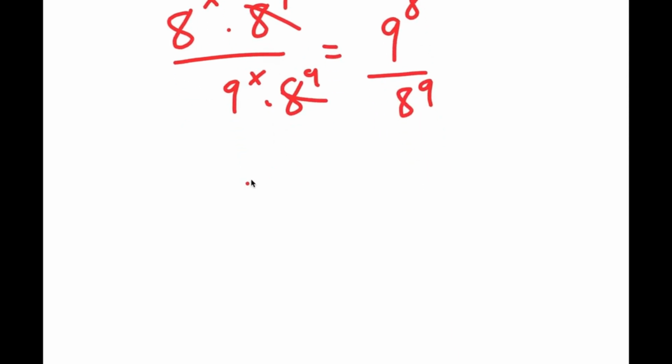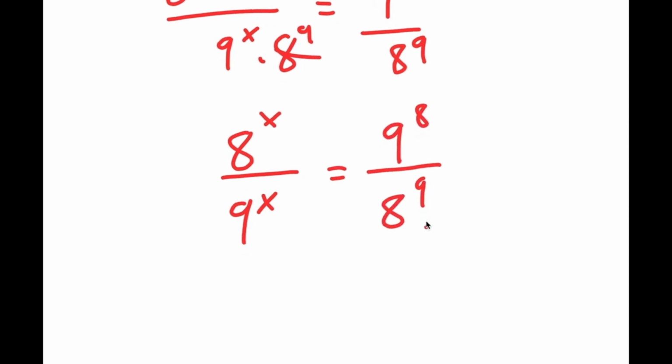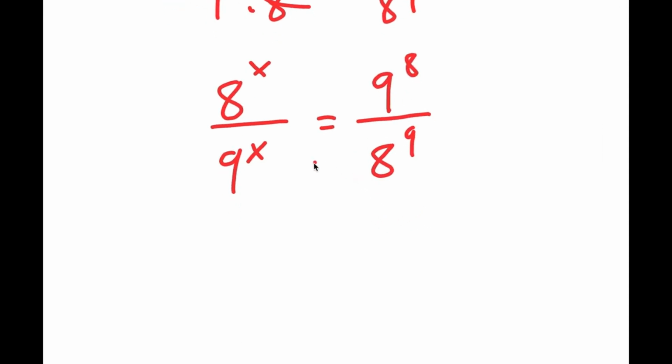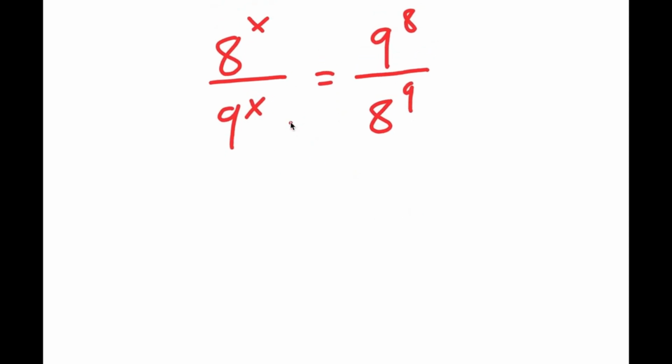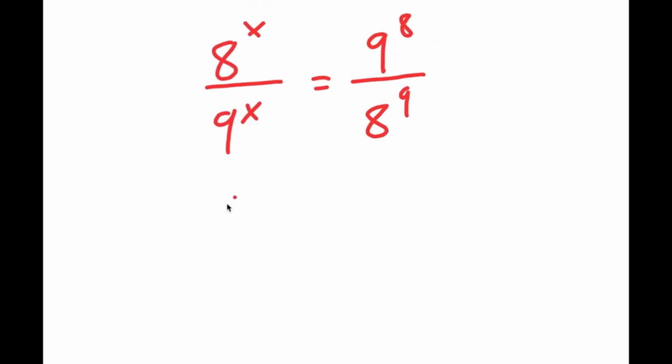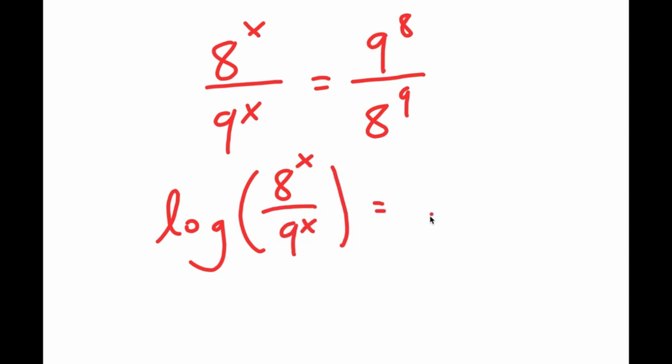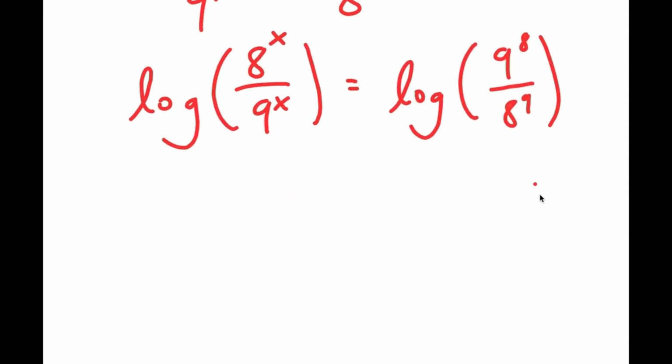So then these two cancel out, and I get 8 to the power of x over 9 to the power of x is equal to 9 to the power of 8 over 8 to the power of 9. Now, from here, I'm going to take the log on both sides. So I get log of 8 to the power of x over 9 to the power of x is equal to log of 9 to the power of 8 over 8 to the power of 9.